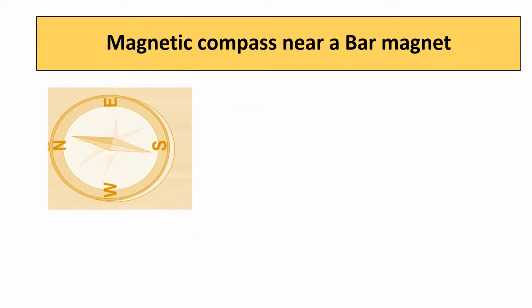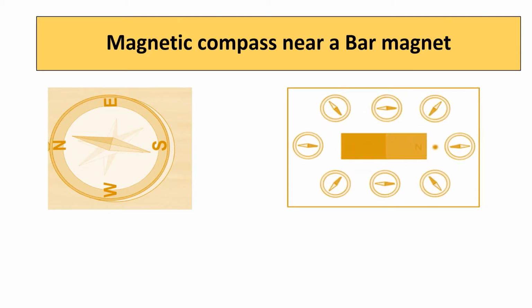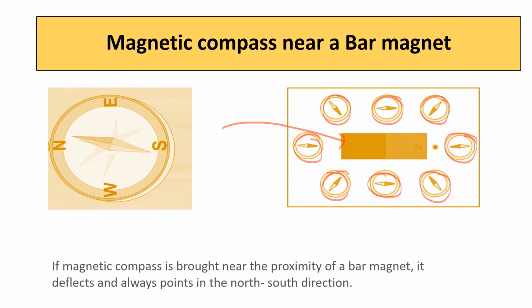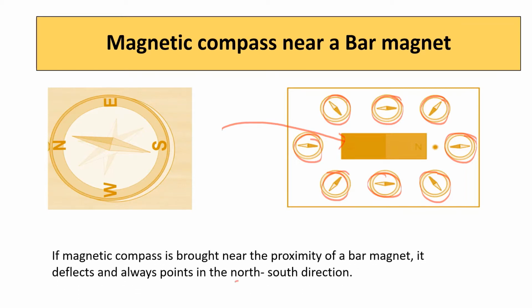This is the diagram of a magnetic compass, and when this compass is brought near a bar magnet, you can see the deflection of the needle. Compass needle is deflected, and this deflection is always in the north-south direction.